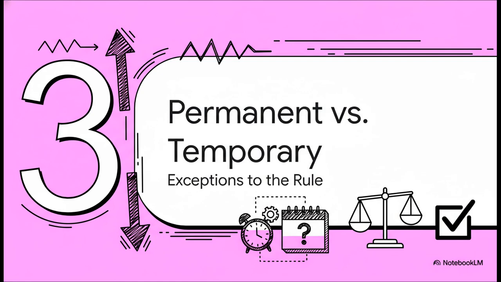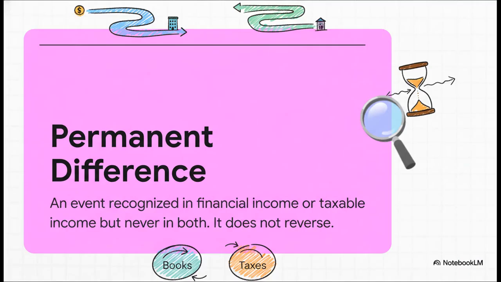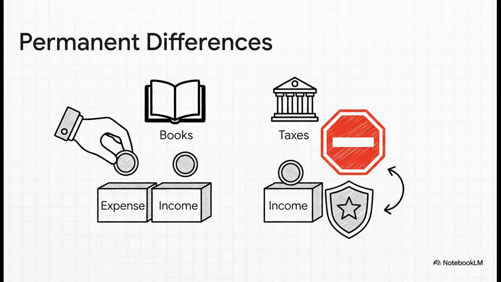Okay, now to really lock in this idea of a temporary difference, it actually helps to look at its opposite, and that's something called a permanent difference. And just like the name says, these differences are permanent. They are items that show up on one set of books, say the investor report, but will never ever show up on the other. They don't resolve over time, so they're not part of this timing puzzle we're trying to figure out.